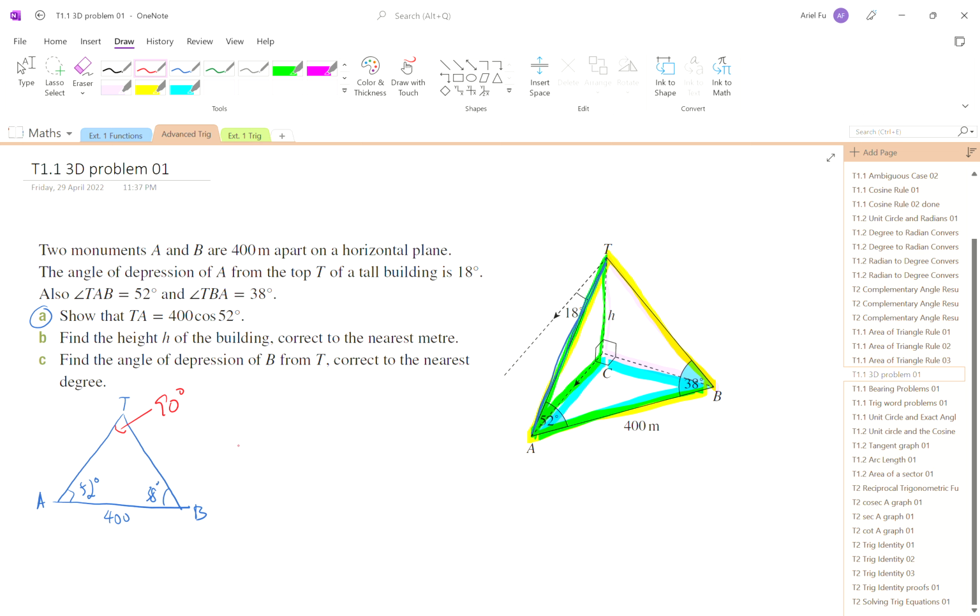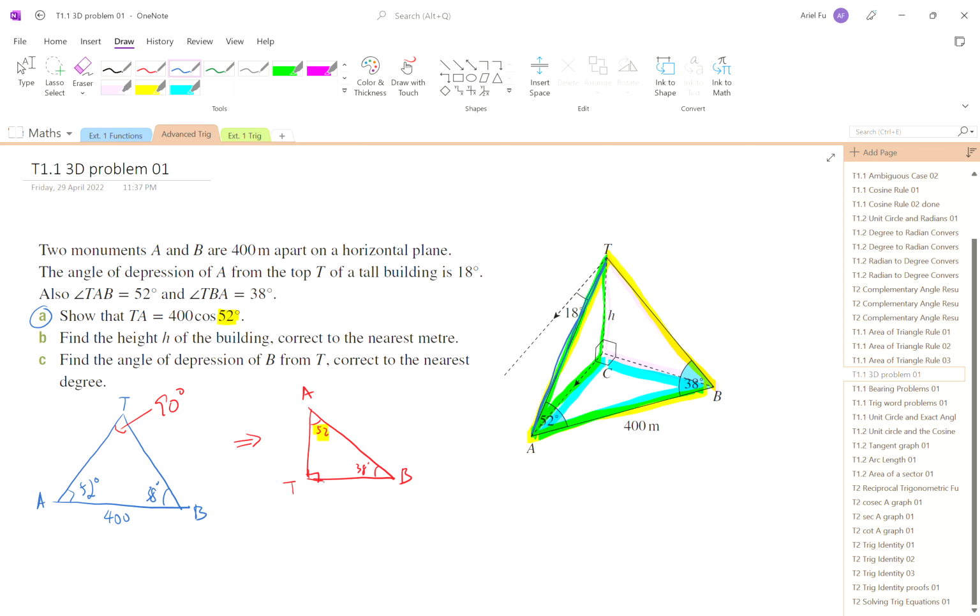If I redraw this triangle, if you think about it, T is where the right angle is. Then A is up here, B is over here. The angle A is 52 degrees and angle B is 38 degrees. It's a right angle triangle, so to find TA is really quite easy. Whichever angle I want to choose is fine. But if the answer wants me to express it in terms of 52 degrees, then I want to let 52 degrees be my theta.